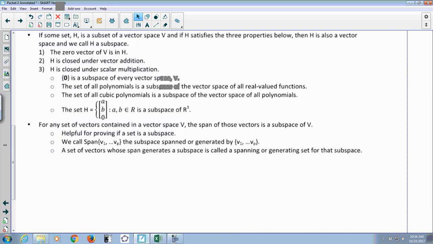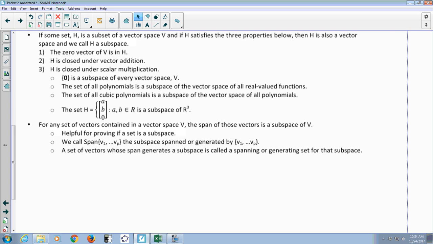And then, once you know you have a vector space, something that's a subset of that vector space is easier to prove is also a vector space. It's called a subspace, and it only has to satisfy 3 things. If it lives within a vector space and it satisfies these 3 properties, then it's also a vector space. The 3 properties are: it has to contain the 0 vector, which has to be true of any vector space, and it's closed under vector addition and closed under scalar multiplication.